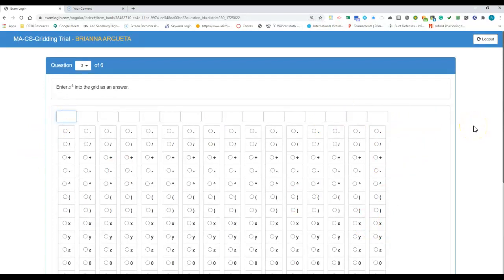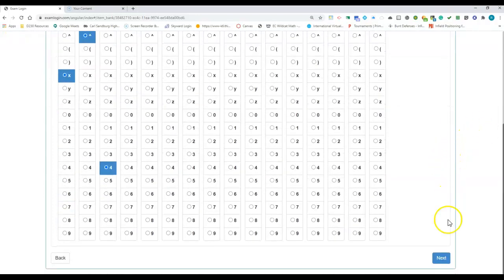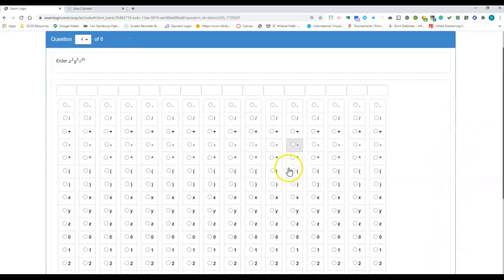So now, how do I put x to the 4th in? Remember, when we are filling in exponents into our calculator, we have to use the caret key. So all we're going to do here is hit x, and then hit the caret key, and then hit 4. And then right away, click next.